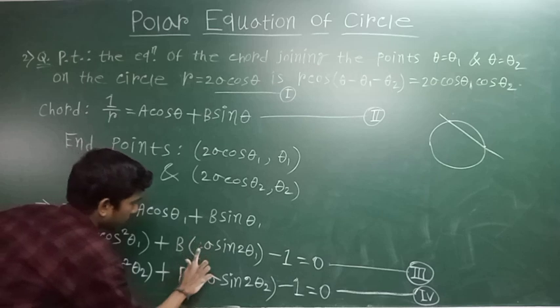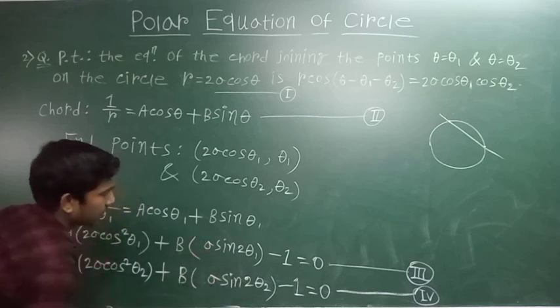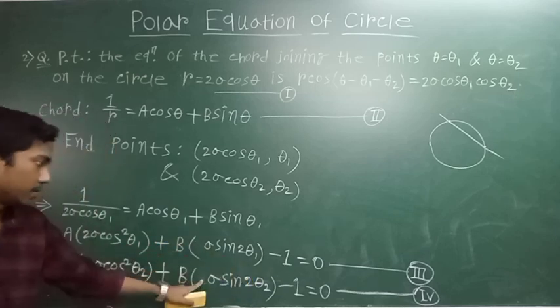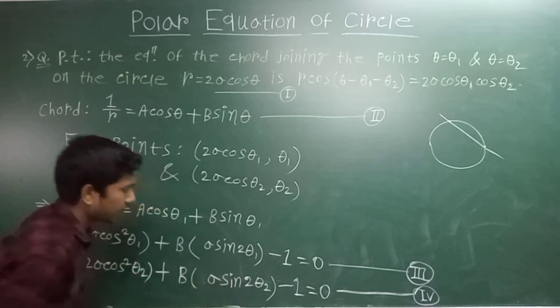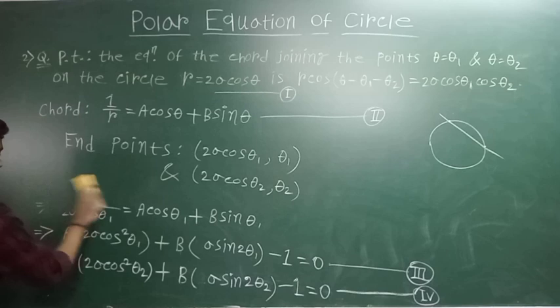Okay, I have written this wrong, sorry. This is only a sin 2 theta 1, because 2 sin theta 1 cos theta 1 becomes sin 2 theta 1. So here we should not write 2. This is a sin 2 theta 1 and this is a sin 2 theta 2. Okay. Now we will solve these two equations by cross multiplication method.